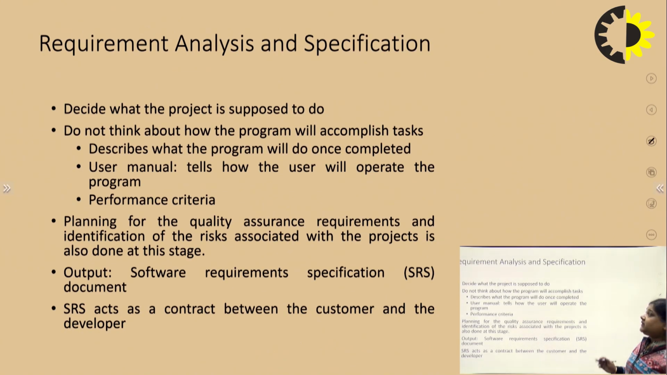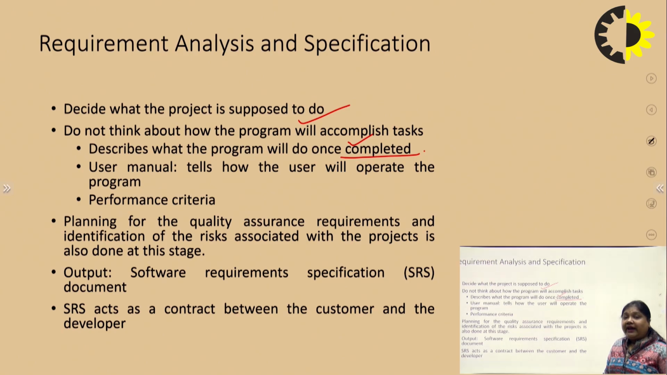Now the first step is requirement analysis and specification. Here we decide what the project is supposed to do, which means a feasibility study of what the flow of the software will be. It is decided in this phase, without thinking about how the program will accomplish the task. It describes what the program will do once completed.